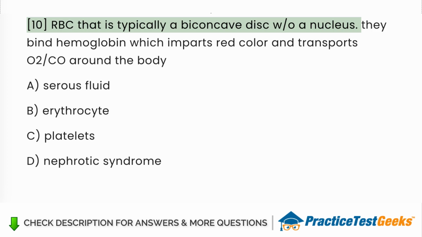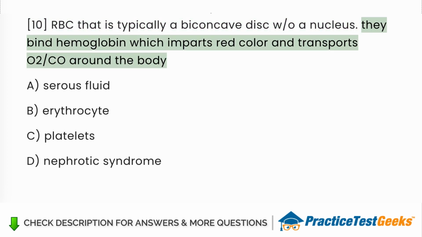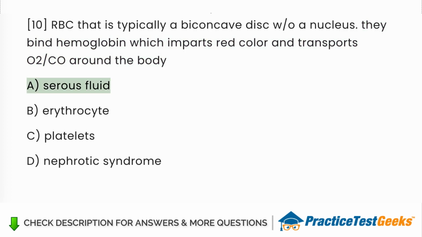RBC that is typically a biconcave disc without a nucleus. They bind hemoglobin, which imparts red color and transports O2 and CO2 around the body. A. Serous fluid. B. Erythrocyte. C. Platelets. D. Nephrotic syndrome.